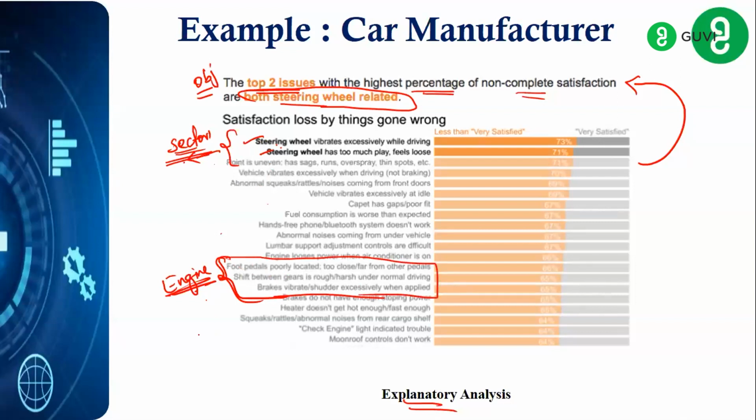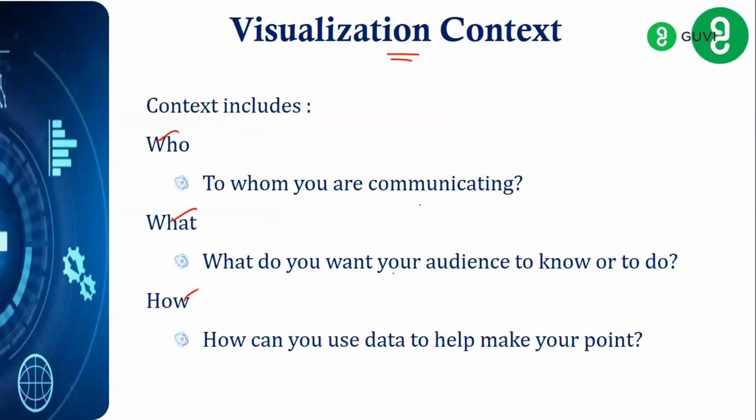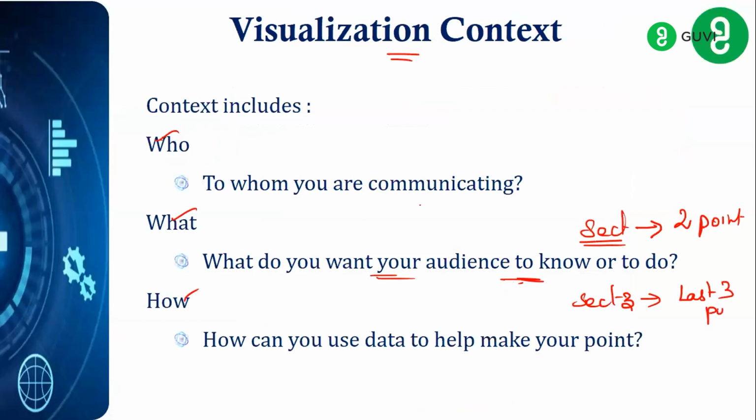In that situation, you have to highlight these two points for steering related people, and the rest of the queries are diminished here. This is a kind of visual representation, that is, what do you want your audience to know? If my audience is sector 1, I need to highlight only the first two points. If my audience belongs to sector 3, that is engine related people, then I need to highlight the last three points.